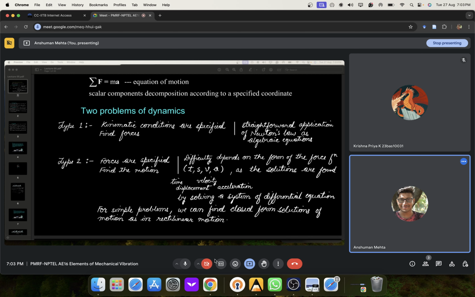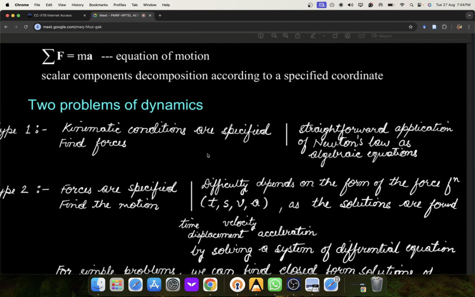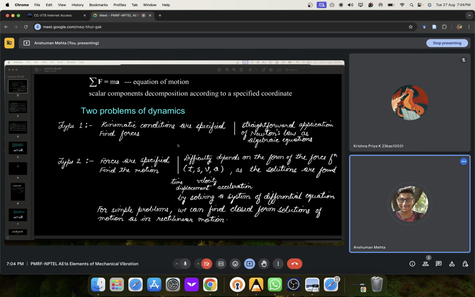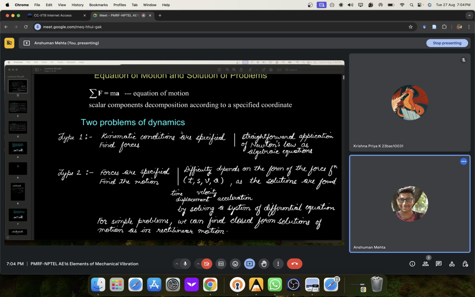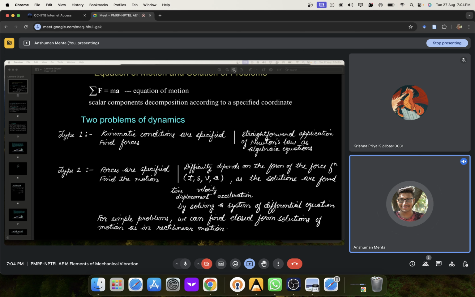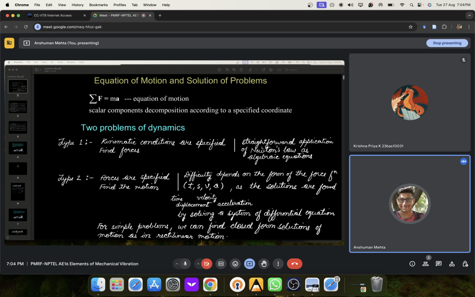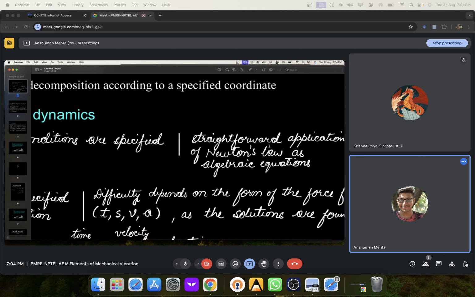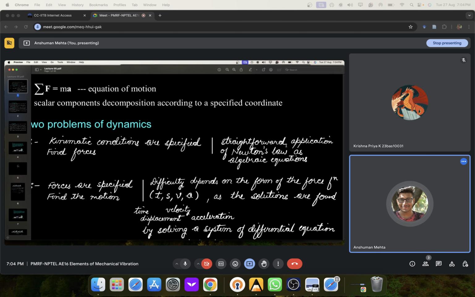are defined or are specified, and we have to find forces. So this is straightforward. This is one type of problem.